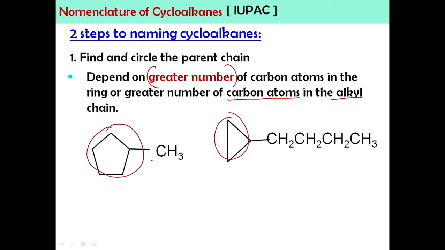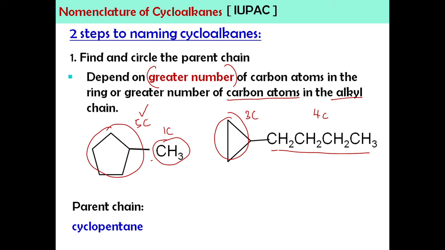So, for this cyclic, the carbon is 1, 2, 3, 4, 5 carbon. And this alkyl, okay, alkyl chain tu maksudnya carbon chain. Okay, this one is 1 carbon only. Okay, what about this? 3 carbon for the cyclic and the alkyl chain 1, 2, 3, 4 carbon. So, untuk compound yang pertama, 5 carbon lagi banyak, jadi dia akan jadi parent. So, the name of the parent would be cyclopentane. Okay? So, untuk full name, kita akan go through rule ataupun step yang seterusnya, baru kita nak bagi nama untuk compound ni nanti.